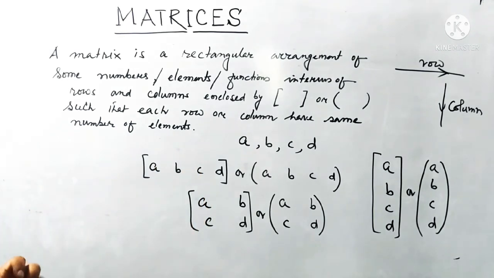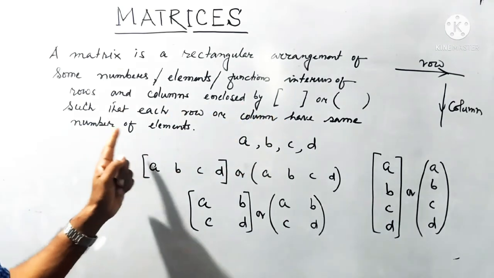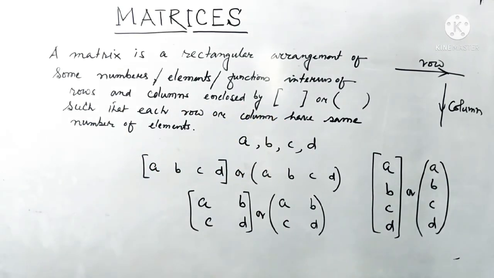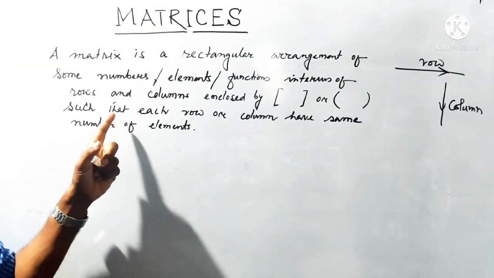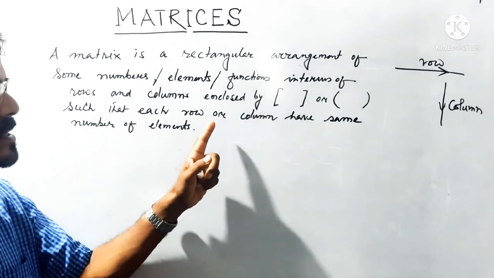Okay. Now let us see. In the definition of a matrix, there is one important point. That important point is that each row or column has the same number of elements. Students, you see, important point of the definition, there must be the same number of elements in each row or column.